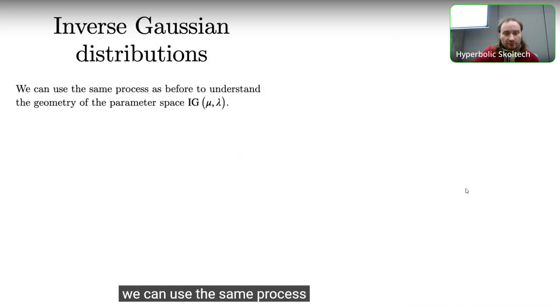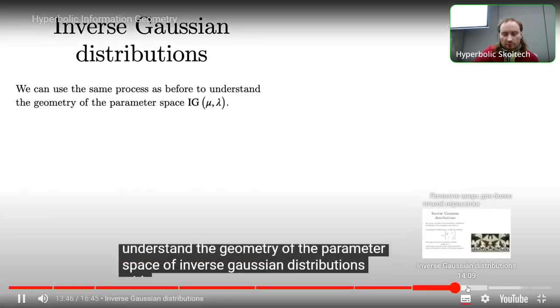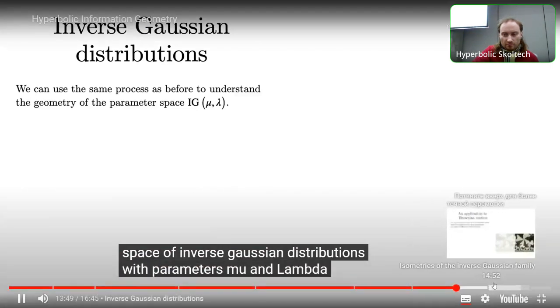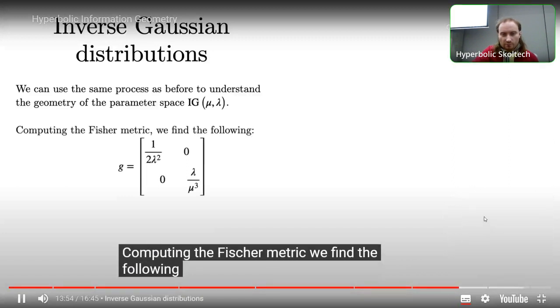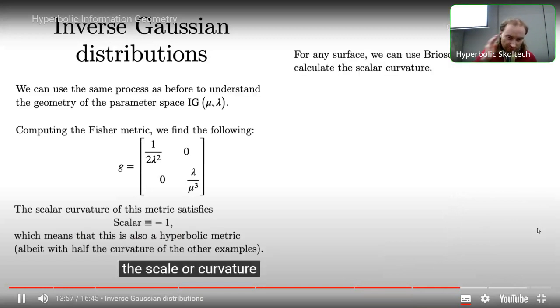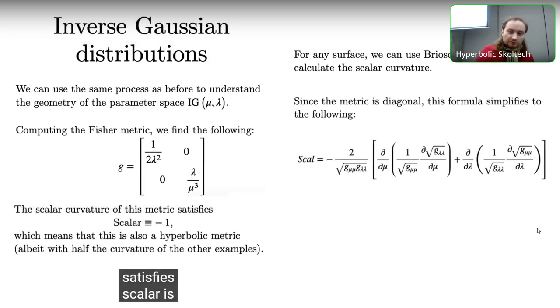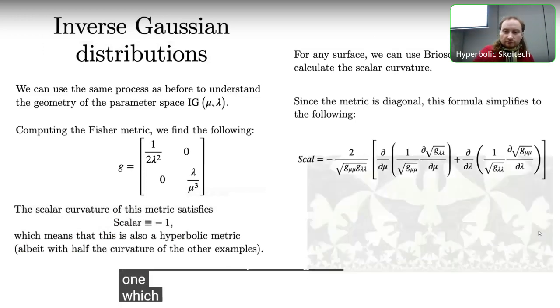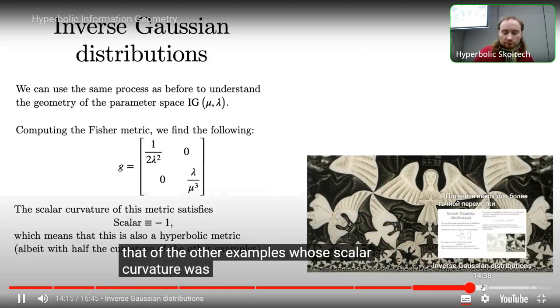We can use the same process as before to understand the geometry of the parameter space of inverse Gaussian distributions with parameters mu and lambda. Computing the Fisher metric, we find the following. The scalar curvature of this metric, which we're just going to compute, satisfies that the scalar curvature is identically equal to -1, which means that this is also a hyperbolic metric. Albeit its geometry is exactly half that of the other examples, since the scalar curvature was negative.